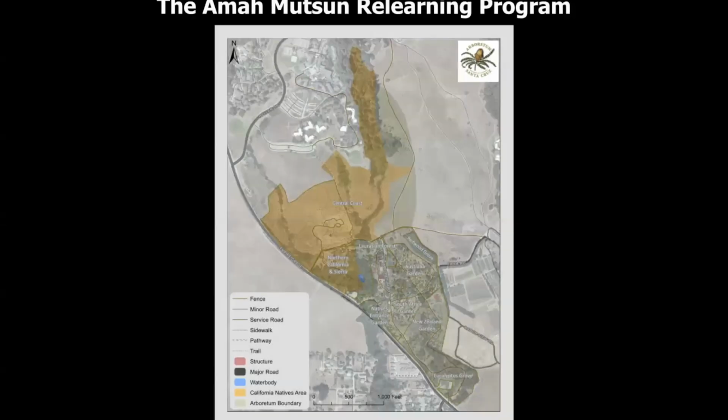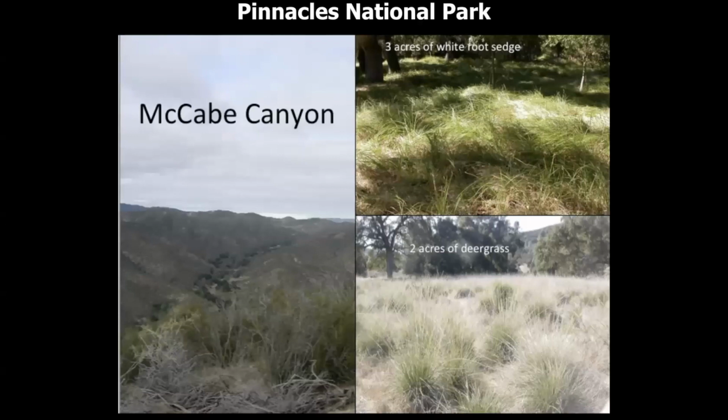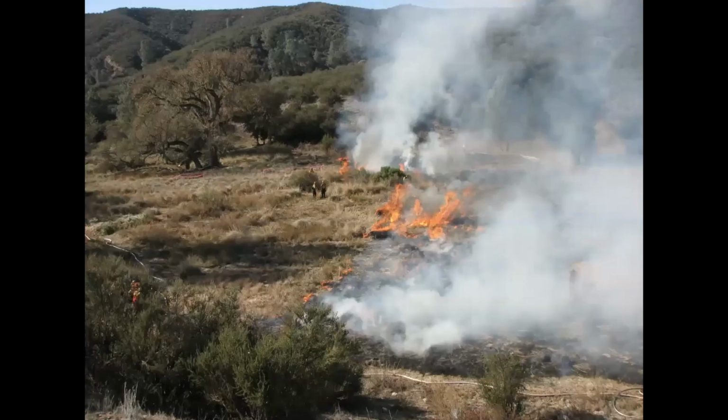So we've been creating gardens at the UC Santa Cruz Arboretum for them to use to relearn native plant identification and ethnobotany. Research projects at Pinnacles National Park, researching basketry plants, white root sedge and deergrass, which are important for making waterproof baskets. And then in 2011, we were able to actually burn the deergrass stands. Deergrass needs occasional burning to rejuvenate the plants, so they actually produce more abundant flower stalks, which are used in baskets.